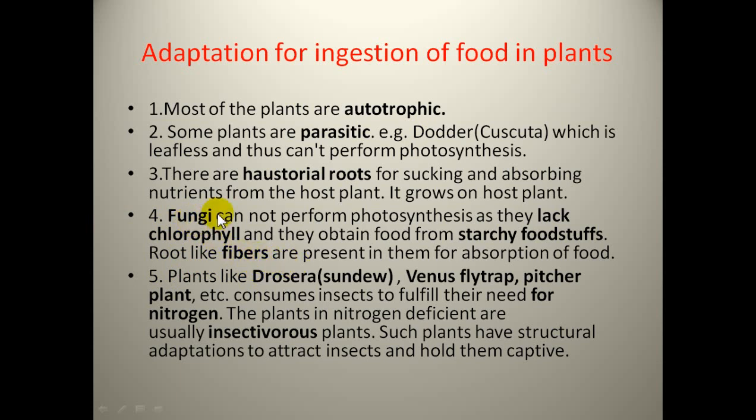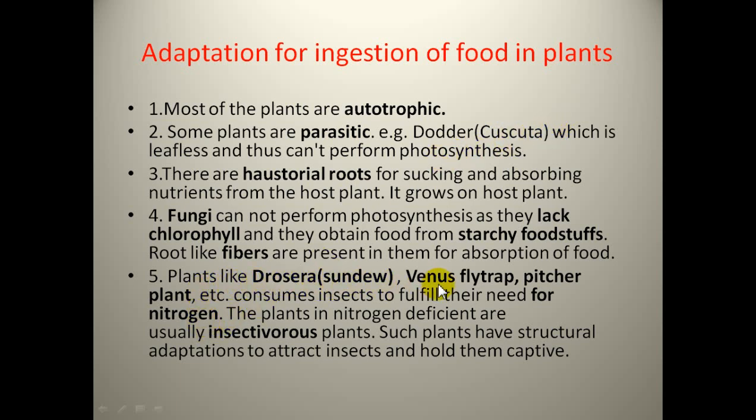fungi sit on top of them, but parasitic plants can sit anywhere on the plant parts also. I'm very sorry, I was wrong here. I explained the insectivorous plant, but parasitic plants are those plants that are usually found on the layer of the plant, on living plants. I will show you the picture of this.